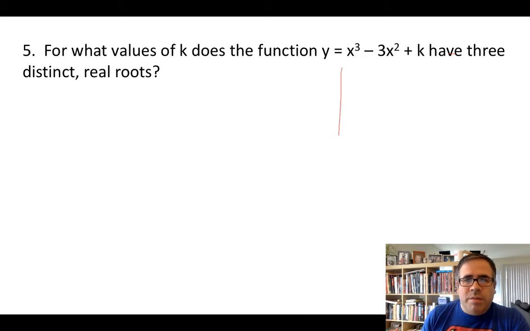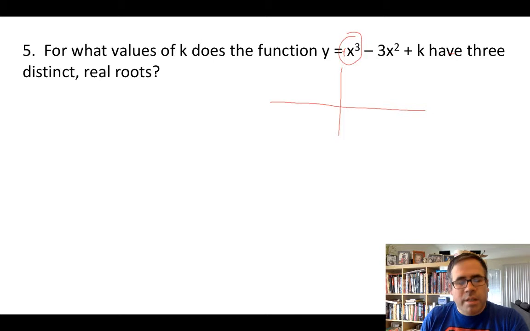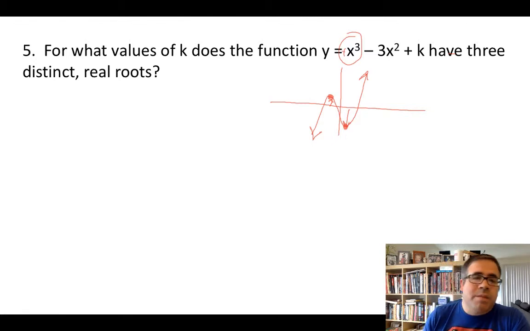If it has 3 distinct real roots, it has to intersect the x-axis 3 times. Since it's a cubic function, all cubic functions, especially cubic functions with a positive leading coefficient, look kind of like this. Some variation of that. If it has 3 distinct real roots, that means that this local maximum has to be above the x-axis, and this local minimum has to be below the x-axis. All right? Well, how can we know where local maxes and local mins are? That's where calculus comes in.